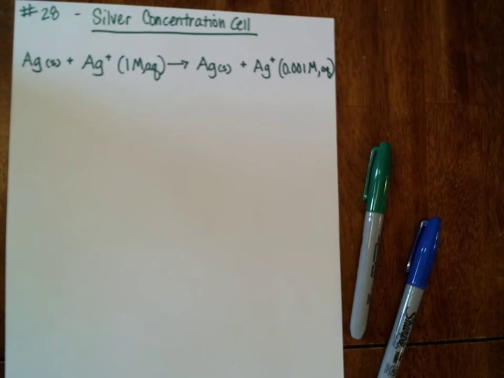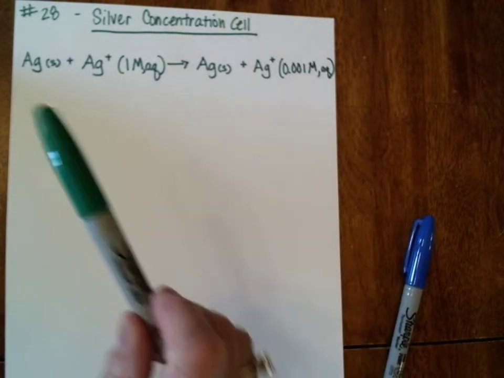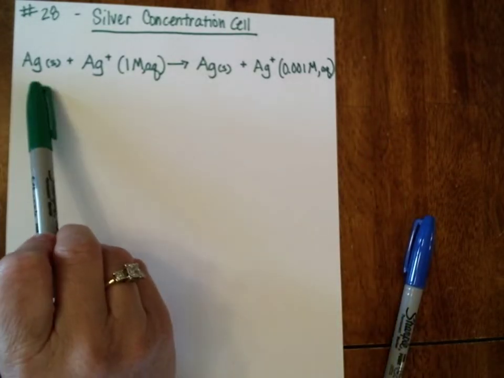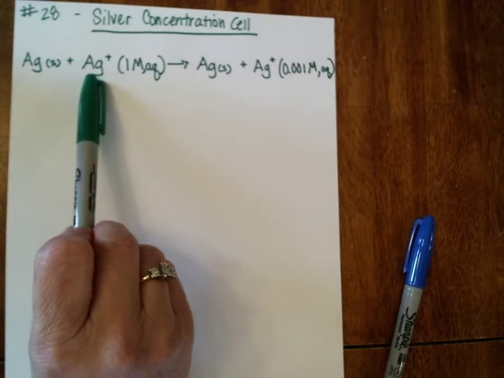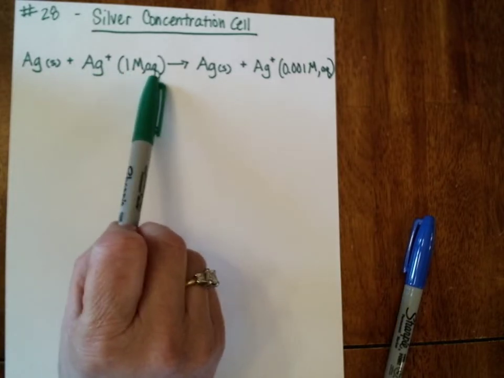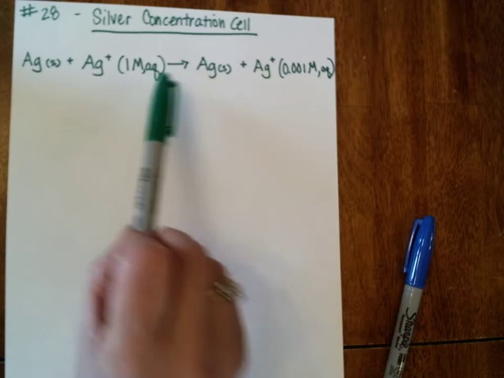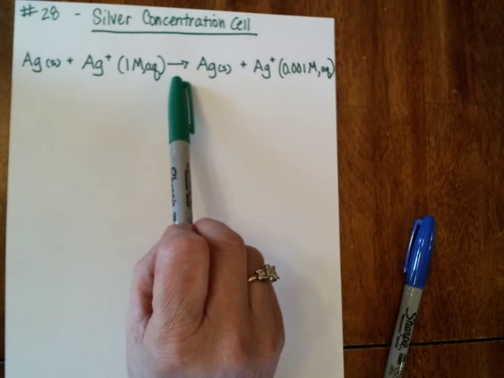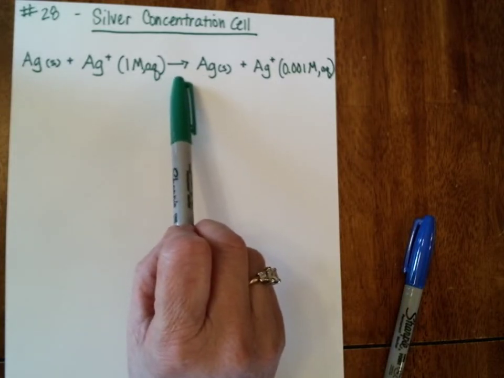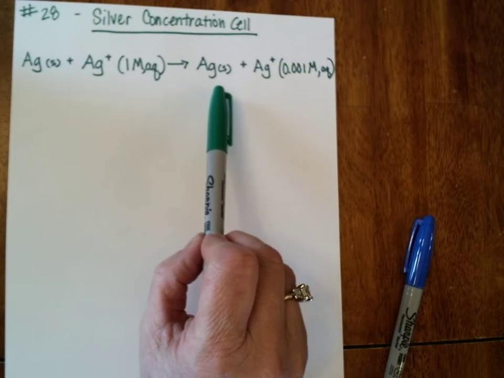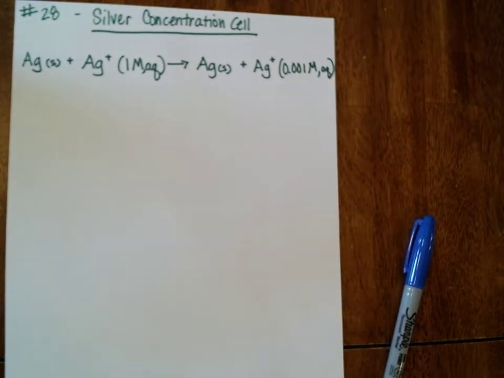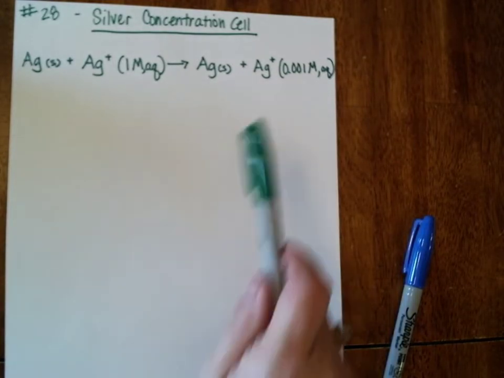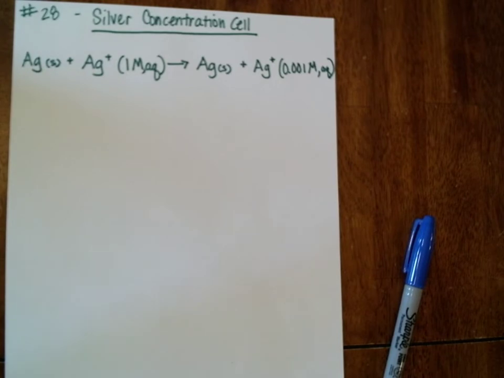Okay, so let's look at number 28, which asks about a silver concentration cell, and it gives us the reaction where I have solid silver and I have silver ions, a 1 molar solution that is aqueous, and a certain reaction takes place within this silver concentration cell, and I end up with solid silver and still some silver ions. Only notice that the concentration of the silver ions are different.